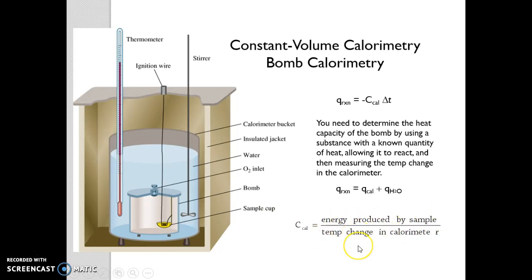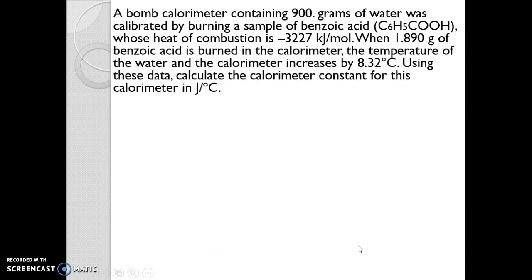So here's an example where we actually first have to calculate the specific heat of the calorimeter. So you are looking at the combustion of benzoic acid. We've got so many grams of benzoic acid with a heat of combustion of that value. We know how much water is in the calorimeter, and we know what the temp change of the water was. So we're going to use all this information to figure out how much energy went into the calorimeter.